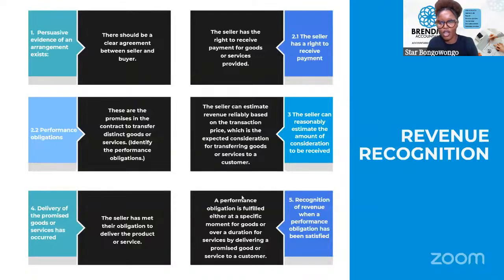performance of the obligation. So you don't necessarily need to have received the funds to recognize the revenue, but the minute that you have delivered the performance obligation and you've got the right to receive the cash, you have a contract in place, then you can actually recognize the revenue.